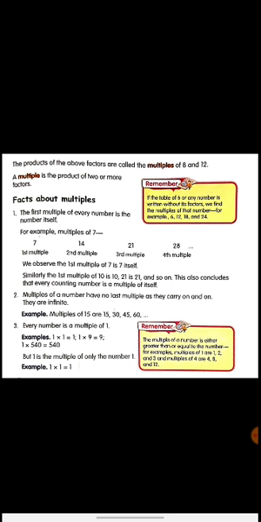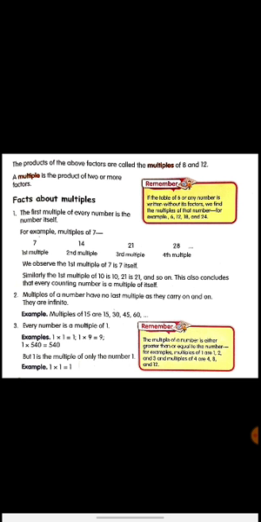Third fact, every number is a multiple of 1. Example, 1 into 1 is equal to 1. 1 into 9 is equal to 9. 1 into 540 is equal to 540. 1 into any number will be the number itself. The same fact, this is the reciprocal of the first fact only. But 1 is the multiple of only number 1.